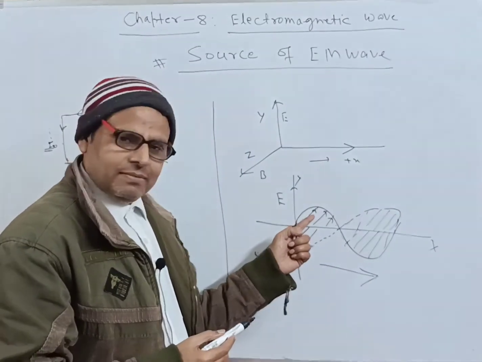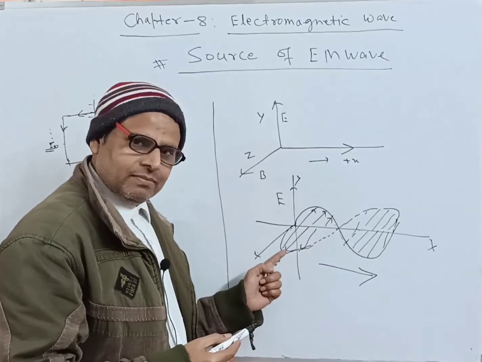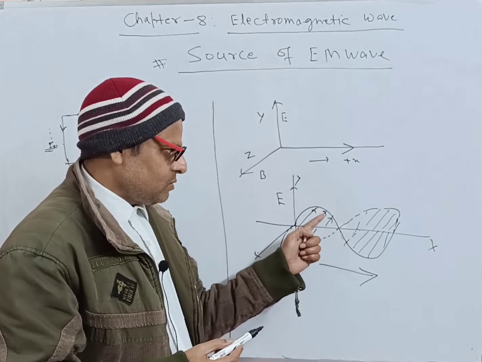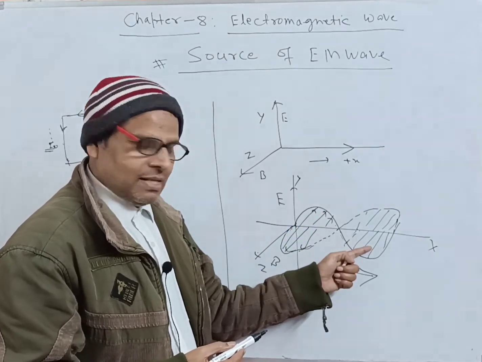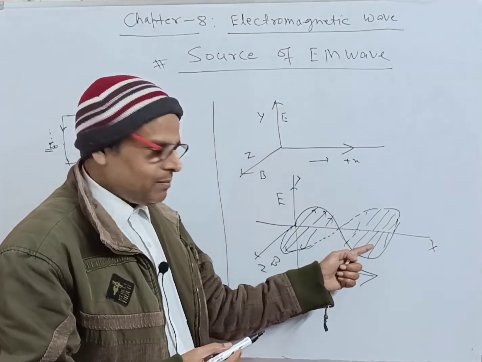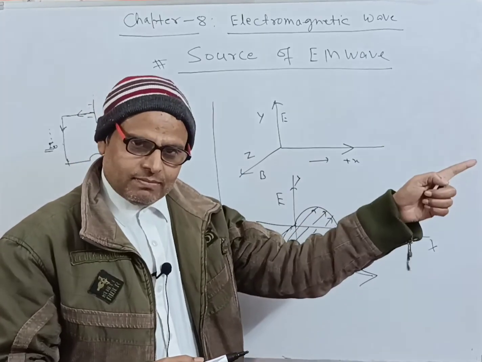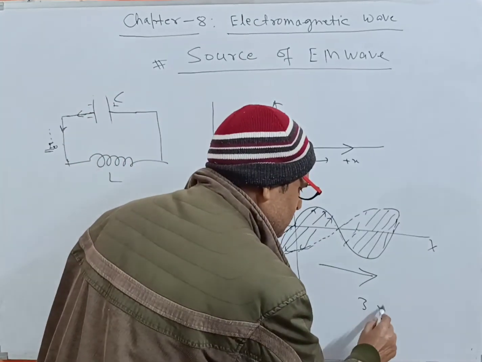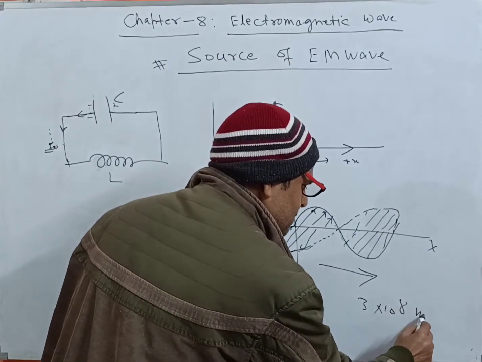So electric field produces magnetic field. This magnetic field wants to finish this electric field, so it makes opposite electric field. This opposite electric field again produces magnetic field, and so on. And it moves with the speed of light, that is 3 into 10 to the power 8 meter per second.